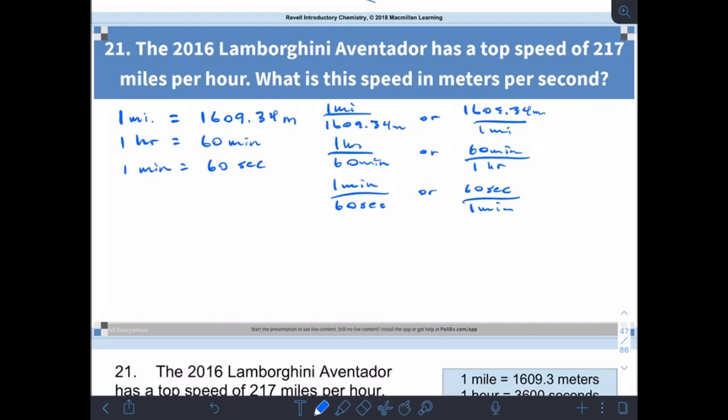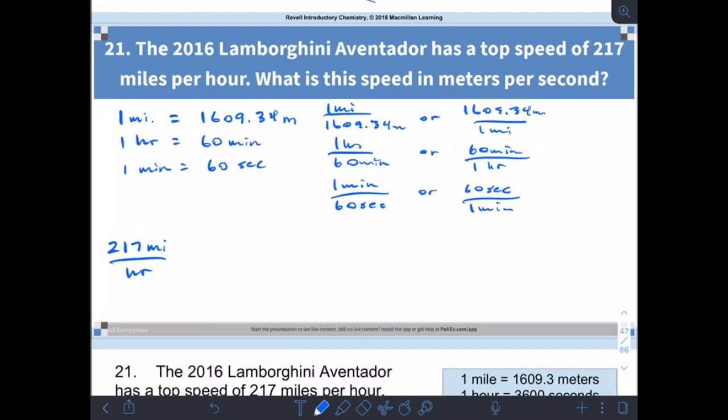So it's a bit of a jump. We went from one-step conversions all of a sudden to a three-step conversion. Now I'm going to show it in one continuous equation, but I want to make it clear that you can do this one step at a time if it makes you more comfortable, if you understand it better, okay? So we're going to start with the given information. So 217 miles per hour.